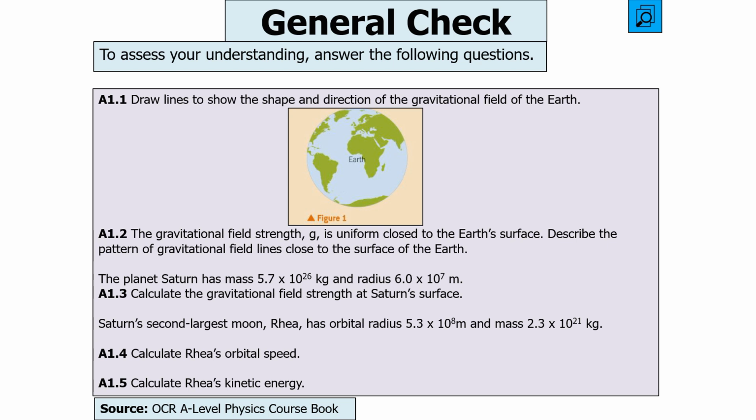The next question says, draw lines to show the shape and direction of the gravitational field of the Earth. Then the gravitational field strength g is uniform close to the Earth's surface. Describe the pattern of the gravitational field lines close to the surface of the Earth. Then the planet Saturn has a mass of 5.7 times 10 to the 6 kilograms and a radius of 6 times 10 to the 7 meters. Calculate the gravitational field strength at Saturn's surface. Then Saturn's second largest moon, Rhea, has an orbital radius of 5.3 times 10 to the 8 meters and a mass of 2.3 times 10 to the 21 kilograms. Calculate Rhea's orbital speed, then calculate Rhea's kinetic energy. So pause the video now, then unpause the video when you want to go through your answer.